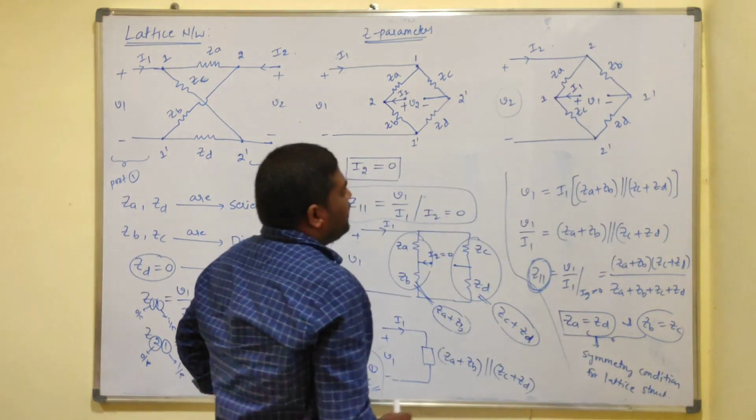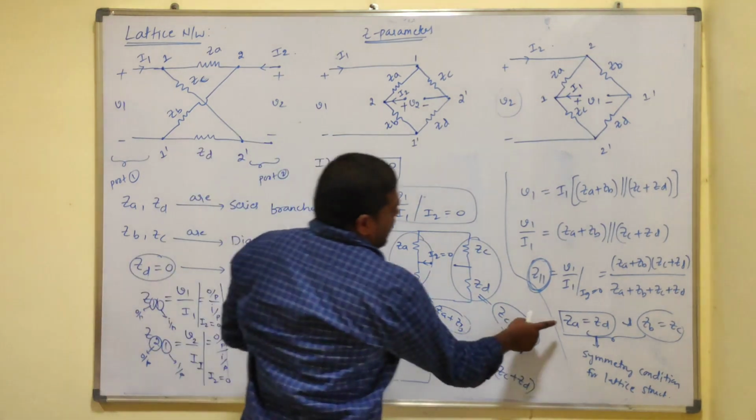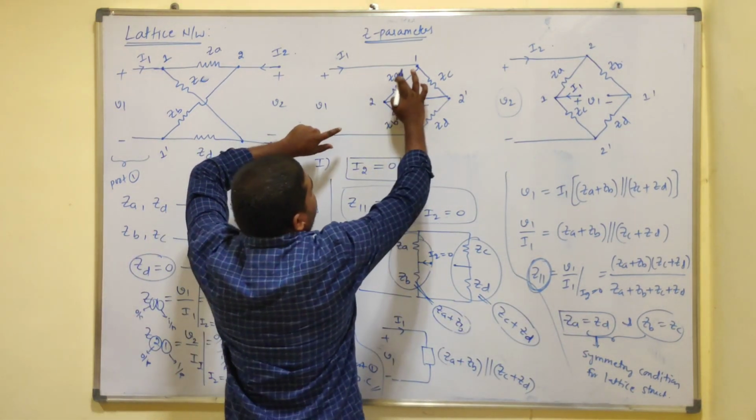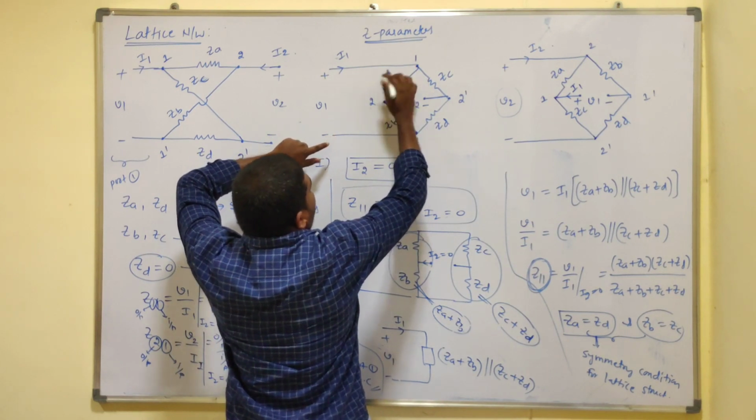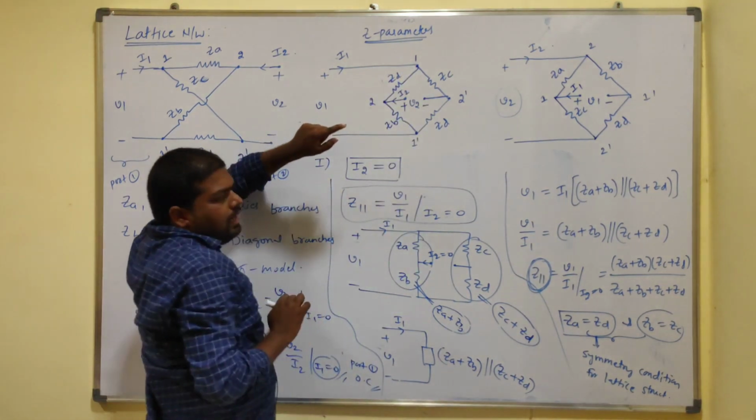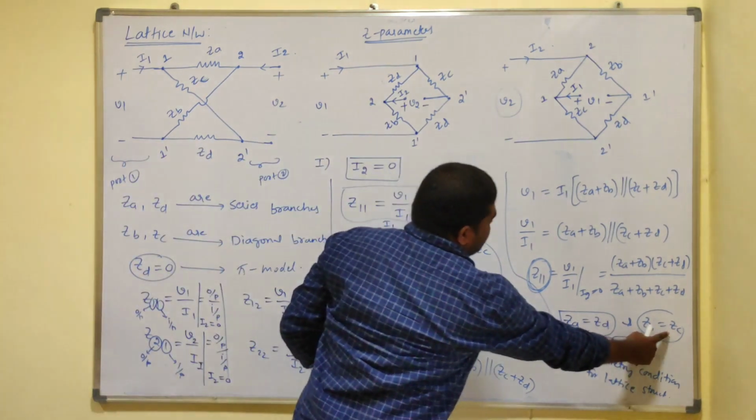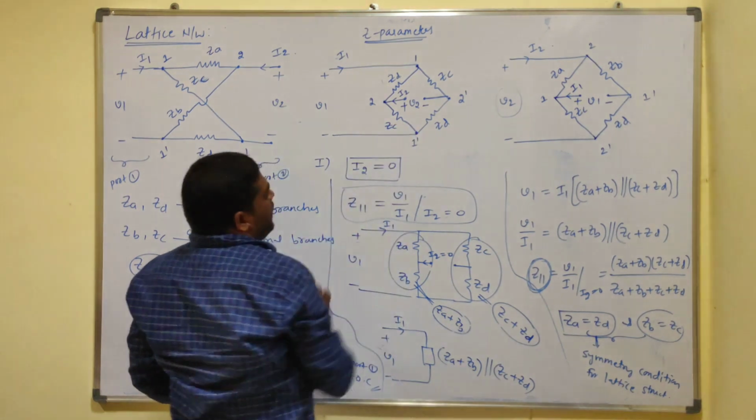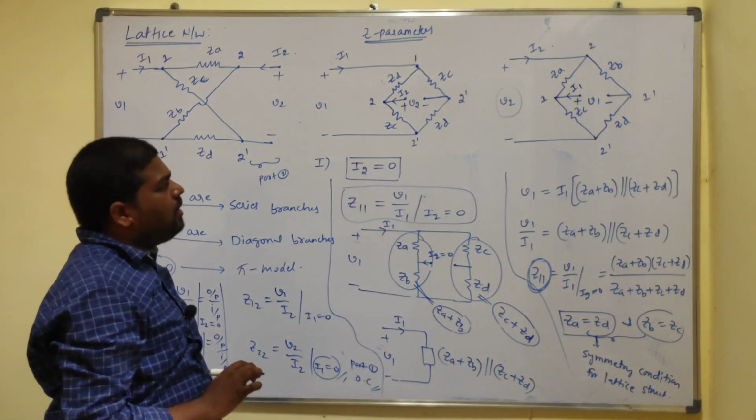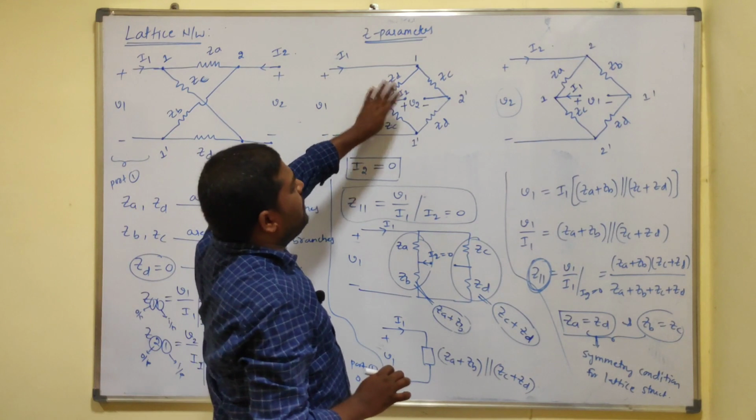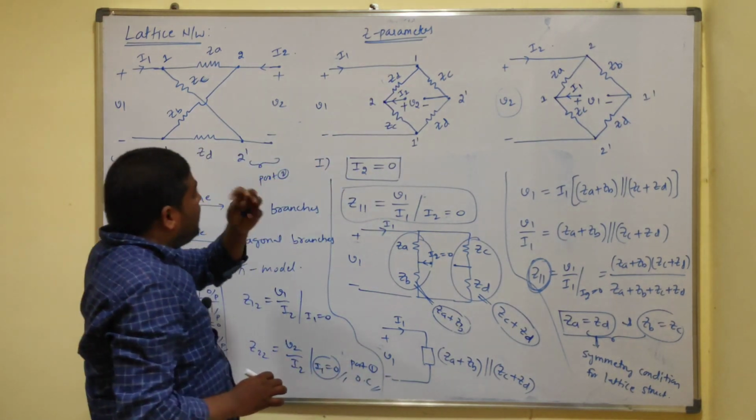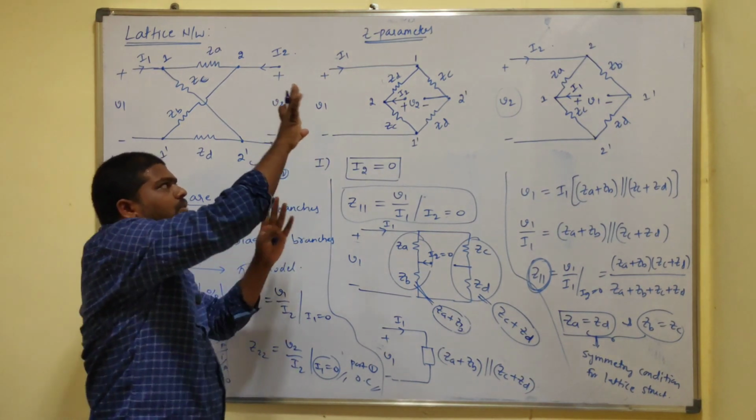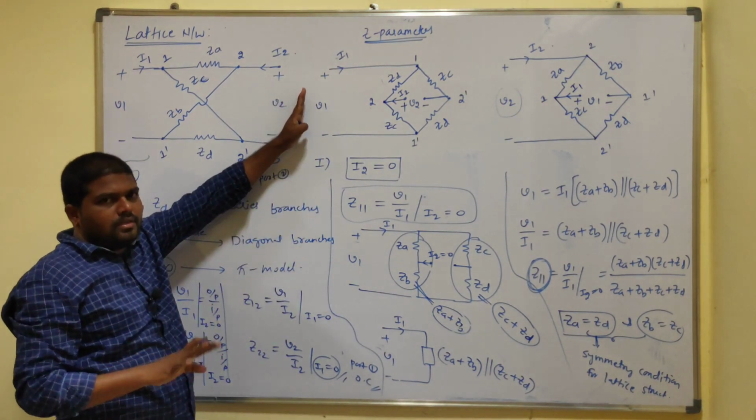Just observe here. For example, I will make ZA equal to ZD, and next ZB equal to ZC. This is your network, right? ZB equals ZC and ZA equals ZD, so I will replace the elements. Now I can observe this entire network with respect to port 1. This is clear, right?